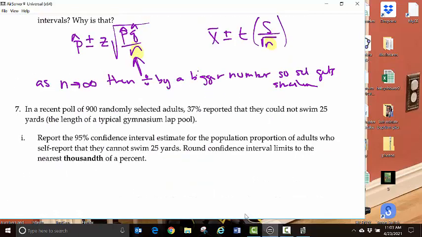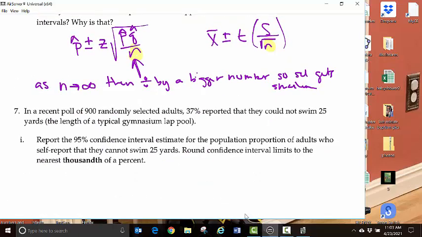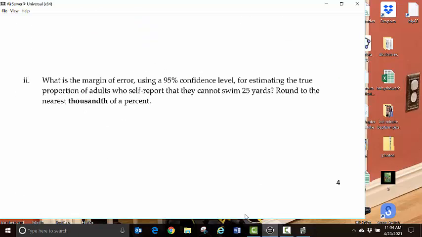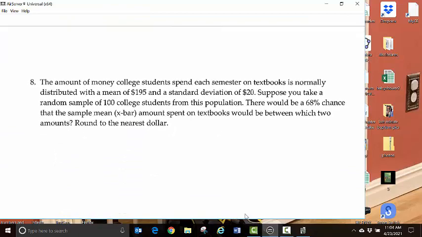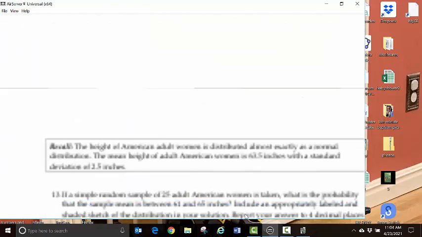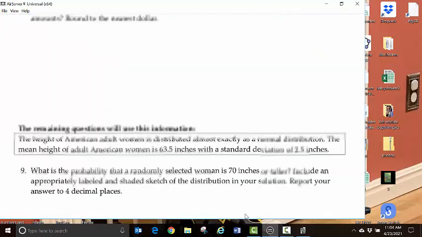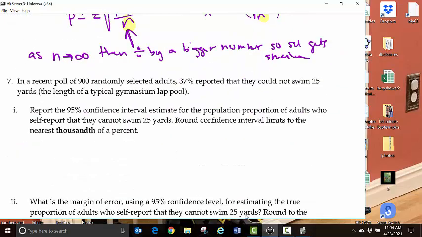Okay. In a recent poll of 900 randomly selected adults, 37% reported that they could not swim 25 yards, the length of a typical pool. So I'm not going to do this one because you should just be able to, oh, I guess we should. Fine. How many more are there? You guys want to do them all? Okay, we'll just do them. All right. So if I were you, I'd put this right in your calculator.